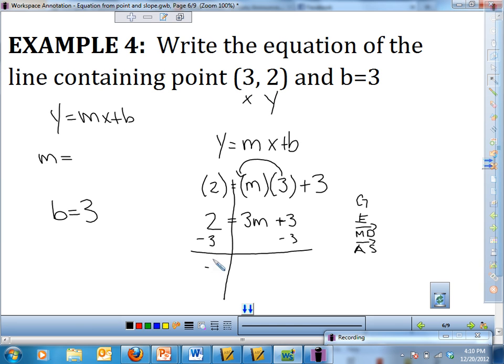2 minus 3 is negative 1. I'm going to bring down my 3m. 3 minus 3 is 0. That cancels. Now I have no addition and subtraction left. I'm going to look for a multiplication or division. I know that between 3 and m there's multiplication, and to undo multiplication we need to divide. So I'm going to divide both sides by 3.